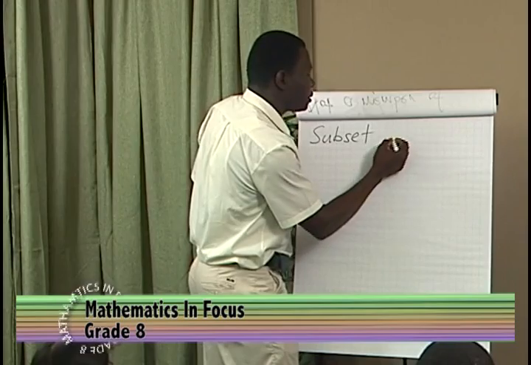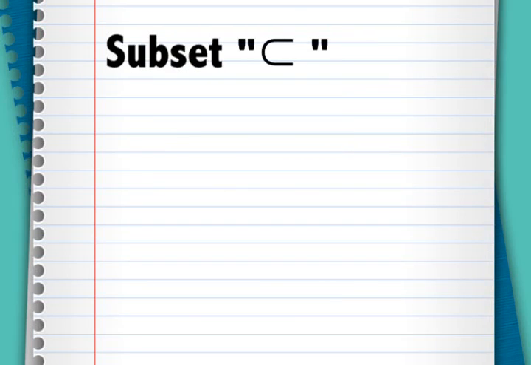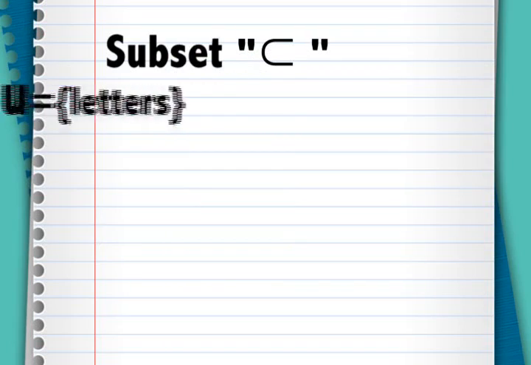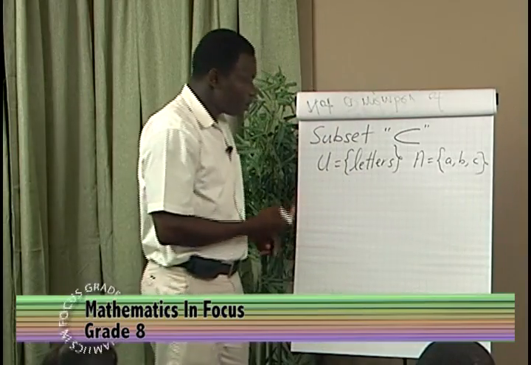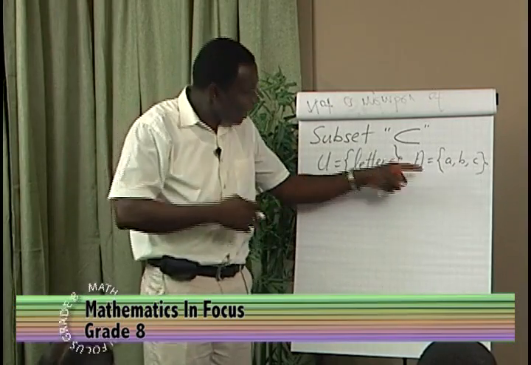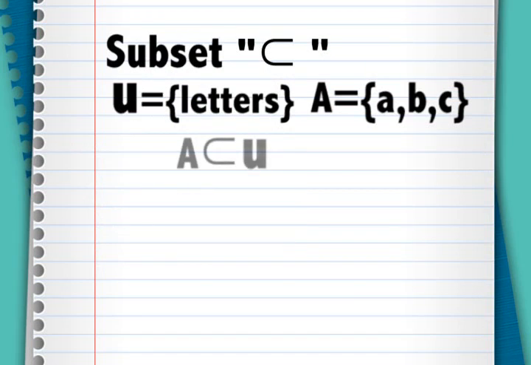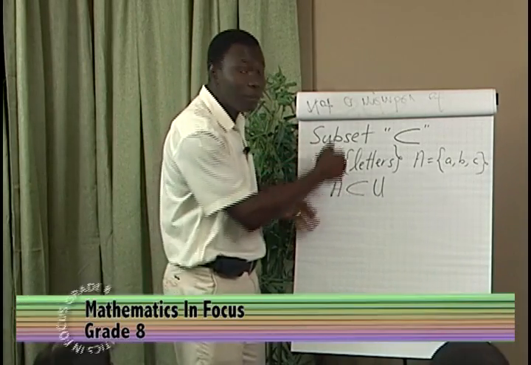A subset. The symbol we use for subset is as if you have an elongated C. If you take a C and you stretch it out, we use this for a subset, a part of another set. So again, if U is equal to the set of letters, and we have the set A being equal to A, B, C, is U a subset of A? No, A is a subset of U. Good. So we can see that A is a subset of U, because all the elements of A can be found in U.